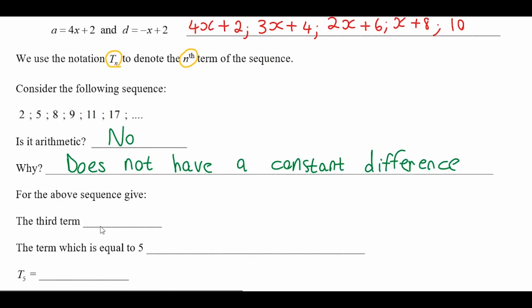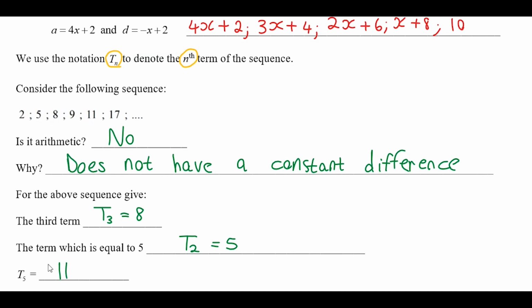But for this sequence, we can still give the third term. And the way we're going to write that is t with a little 3 equals 8. The second term is 5, so t2 is 5. Notice that t5, 1, 2, 3, 4, 5, is 11.